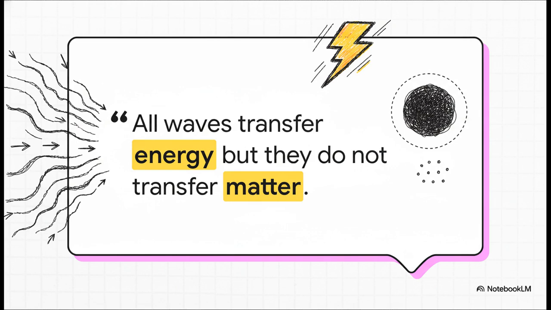Look, if you only remember one single thing from this entire explainer, please make it this. This is the golden rule. All waves transfer energy, but they do not transfer matter. They are movers of influence, not movers of stuff.